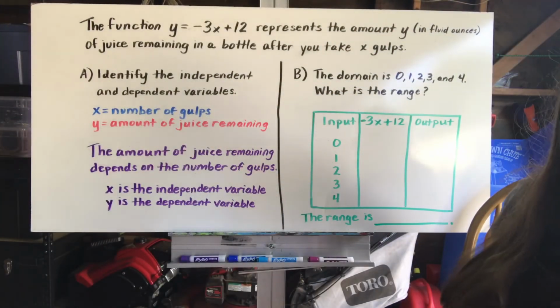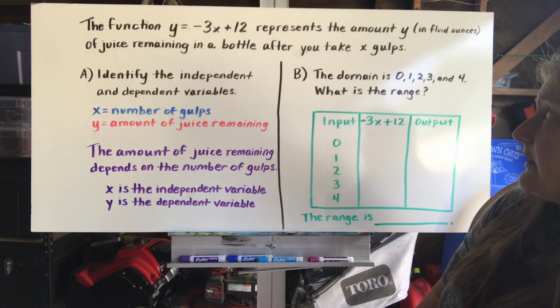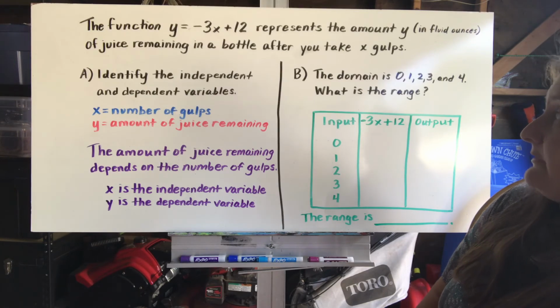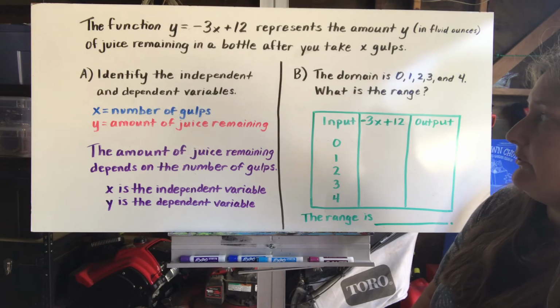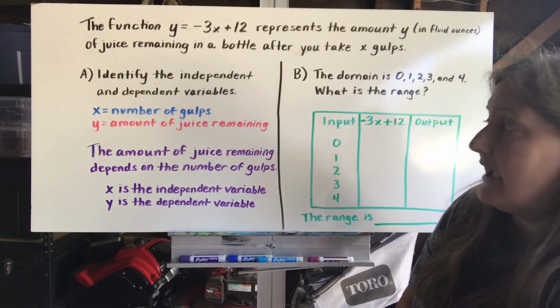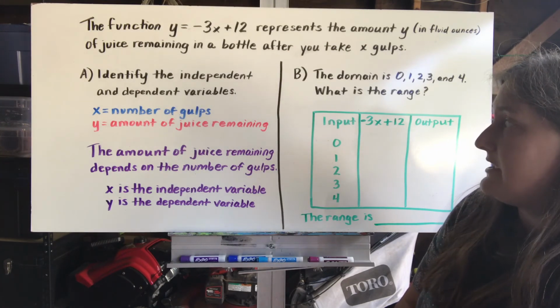So let's take a look at one last problem here. The function of y equals negative 3x plus 12 represents the amount y in fluid ounces of juice remaining in a bottle after you take x gulps. So the first thing they want us to do is identify the independent and the dependent variables. Well, x was standing for the number of gulps of juice we took, and y was the amount of juice that was remaining in the bottle.